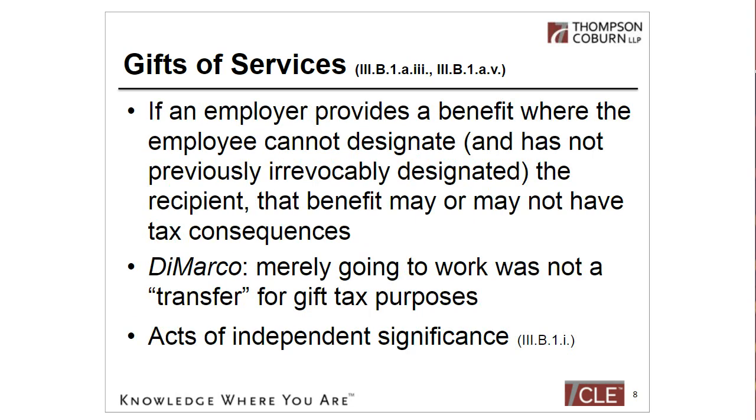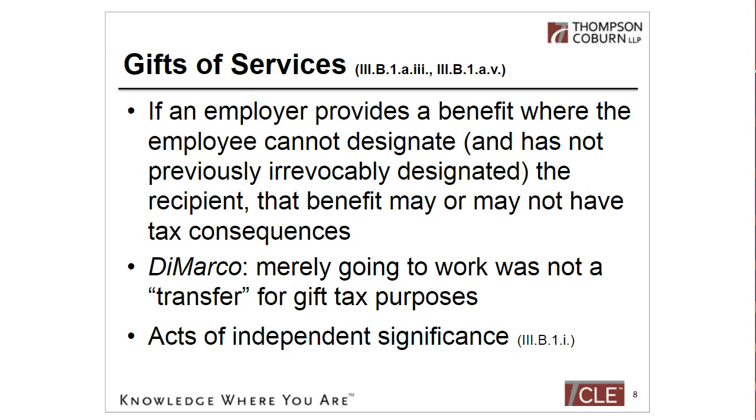Okay, on slide 8. So here's a gift of services. The employer provides a benefit where the employee cannot designate the recipient. The employee doesn't have any right to designate, nor did the employee ever have a right to designate. The employer just said, you go to work, and I'll provide a death benefit to your spouse, and you don't have any choice. It's going to your spouse, no matter how much you love your spouse or not. So in that case, that benefit might or might not have tax consequences.